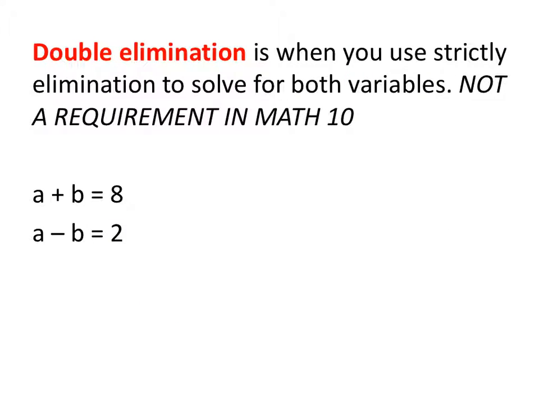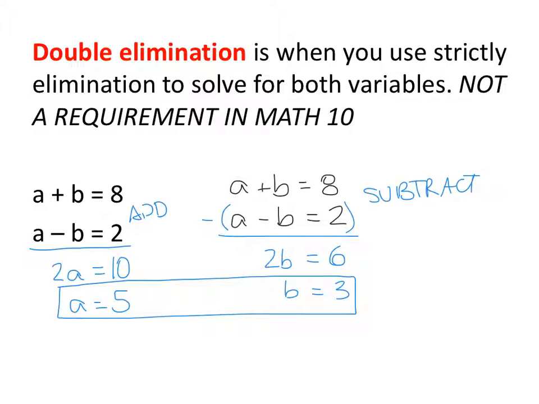It may turn out that you come across the phrase double elimination while you're practicing or studying. Double elimination is when you use strictly elimination to solve for both variables. It would look sort of like this. With the method of double elimination, my first time through, I added the equations together to find 2 A's, 0 B's, and 8 adding 2 is 10. So ultimately, if 2A was 10, A is 5.